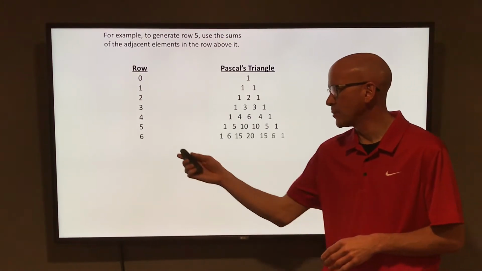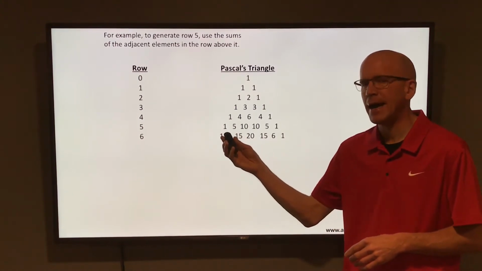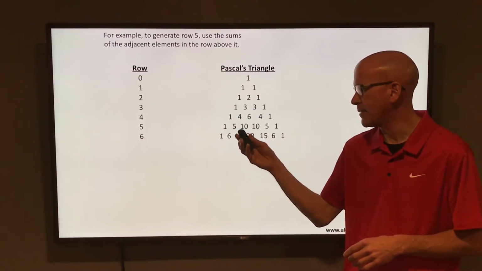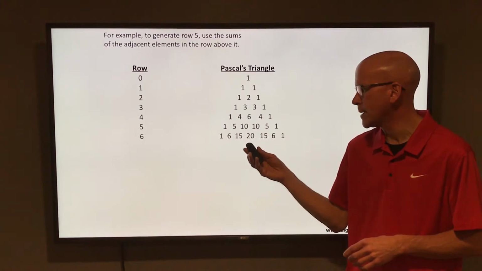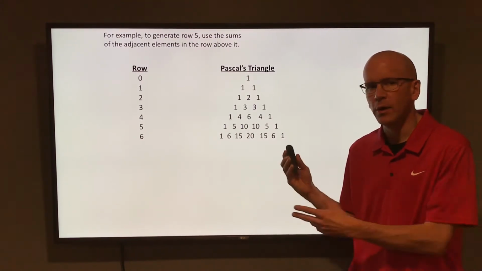If you take a binomial to the sixth power, to get the coefficients, put a 1 on each end, and then you add above. 1 and 5 is 6, 5 and 10 is 15, 10 and 10 is 20, 10 and 5 is 15, and then 5 and 1 is 6, with a 1 on each end.